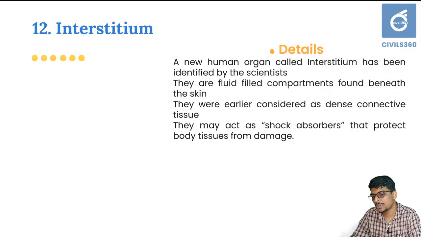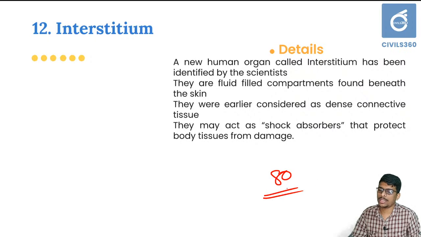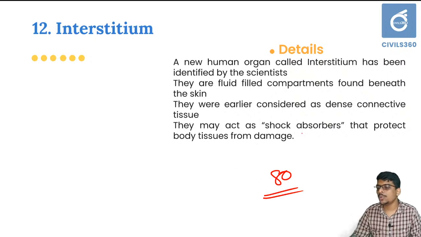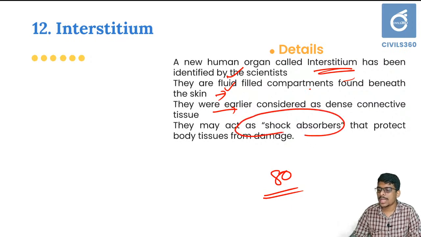Interstitium is very important for your prelims 2020. Interstitium is nothing but the 80th organ identified in the body, 79th or 80th, I think it is 80th. That is, a new human organ called interstitium has been identified by scientists. They are fluid-filled compartments found beneath the skin, and they were earlier considered as a dense connective tissue, and they may act as shock absorbers that protect the body tissue from damage.